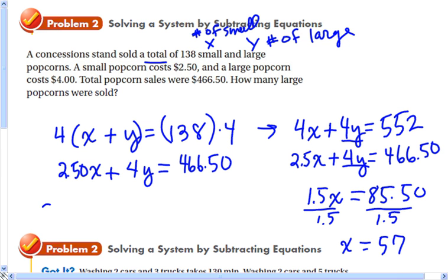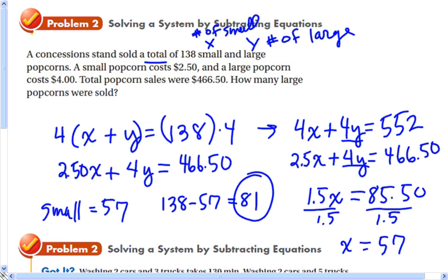And just to check that, we know that together we sold a total of 138 small and large. So if I just take 138 minus 57, that will be my number of large. And that equals 81. And so there's my answer, the number of large.